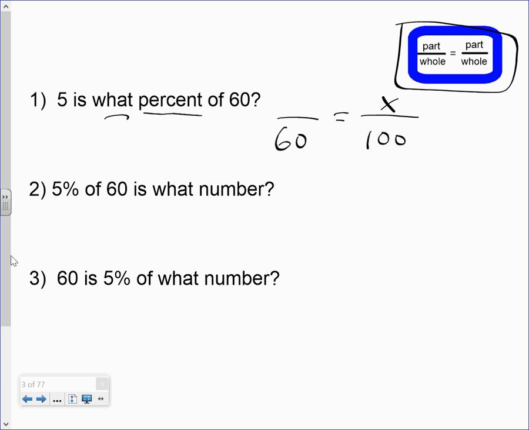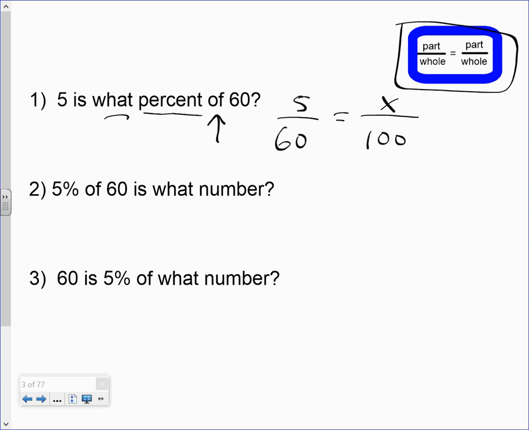If you're ever deciding what's the part, what's the whole, whatever comes after the word "of" in English, inglés, whatever comes after the word "of" is the whole thing. So 60 came after the word "of", so I know it's the whole. And 5 is the part, just like Rosa said. We're ready to rock and roll.